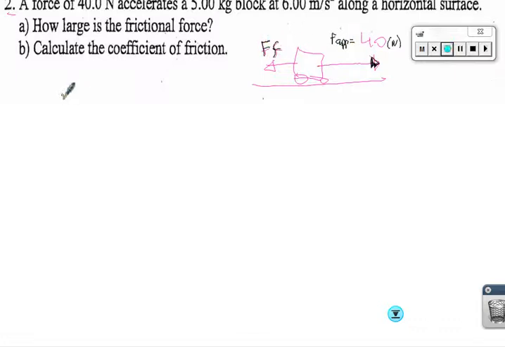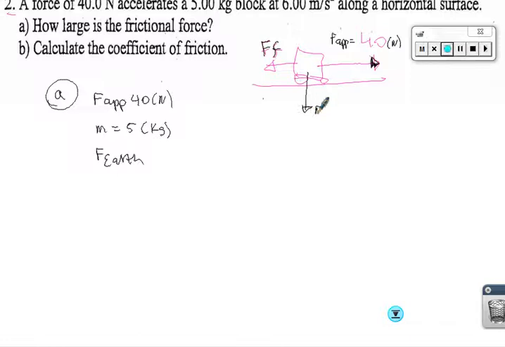So the givens are that we have a force applied of 40 newtons. We have a mass of 5 kilograms, from which we can find the force of earth on the object, which is down, and then the normal force, which is up. The force of earth is 5 times 9.81 meters per second squared, which is 49 newtons.